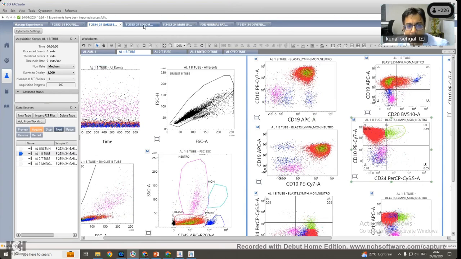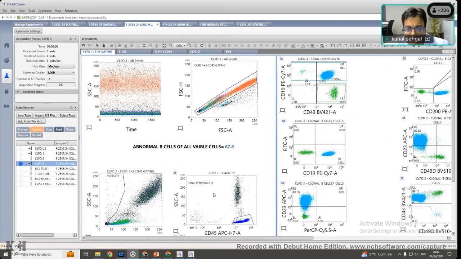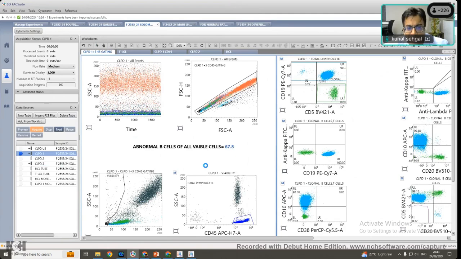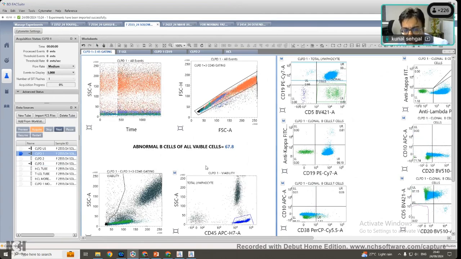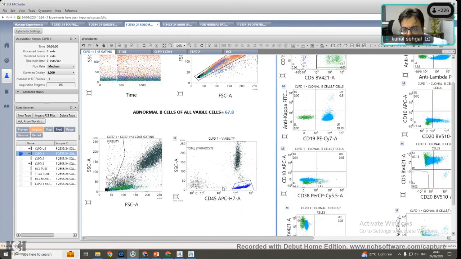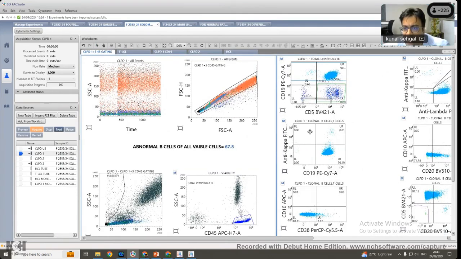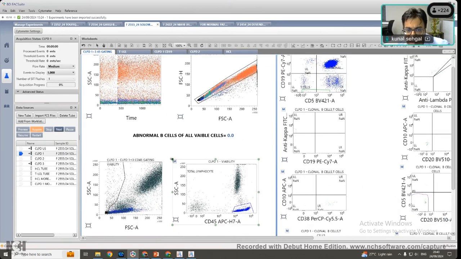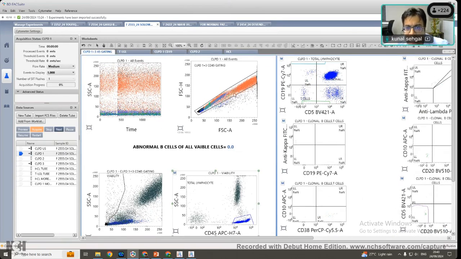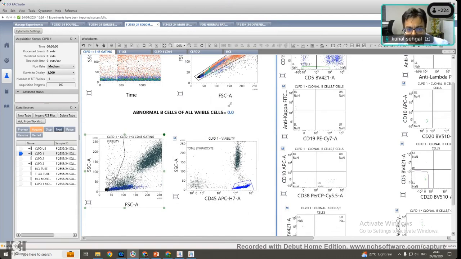So I am going to move to one more patient. Now this was an adult patient who presented with a WBC count of around 20,000. And I am going to study some populations. As usual, my first job is to identify time gate, singlets, and I go to forward and side scatter.